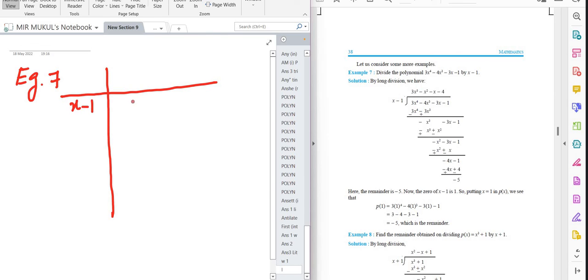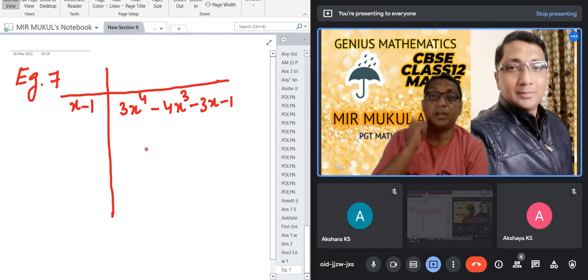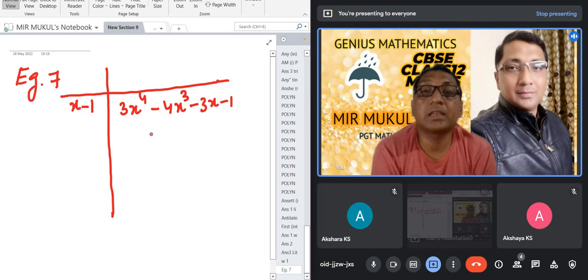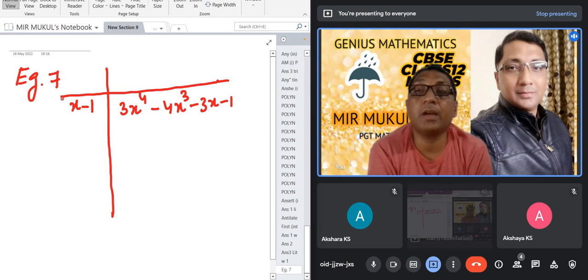x minus 1, and 3x to the power 4 minus 4x cube minus 3x minus 1. You have to divide by x minus 1. So, Akshara, you will tell. If you divide its first term by its first term, what will be the first term of the quotient?